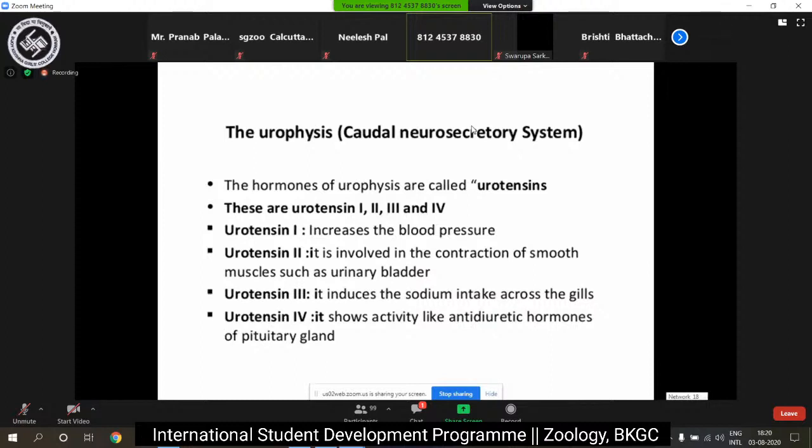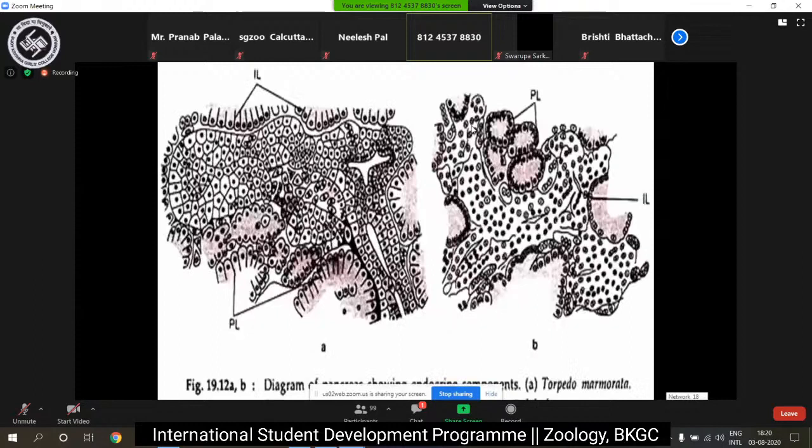So a variety of functions are being done by these urophysial secretions. They secrete different types of hormones which are associated with different types of functional orientations. And finally, this is a figure of pancreatic islets present in fish, which is again involved in the process of carbohydrate metabolism, just like ours.